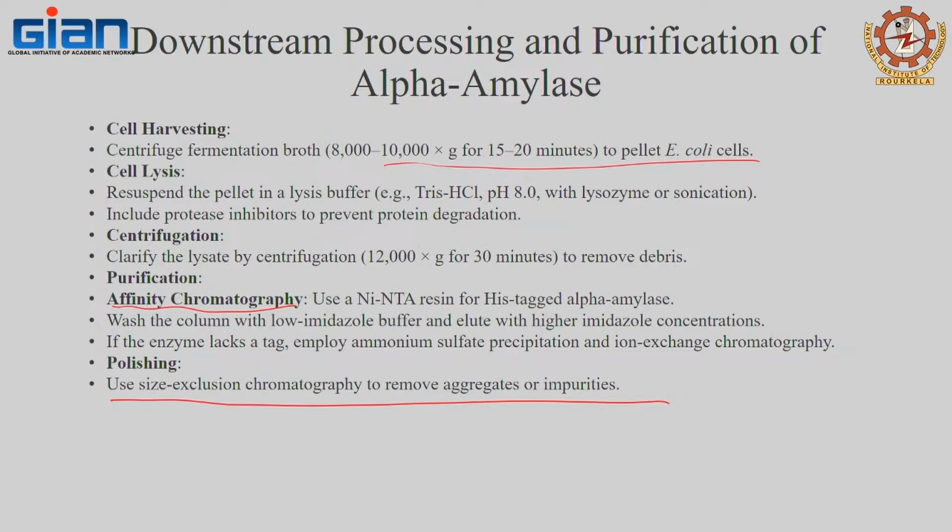Then purification, where we follow affinity chromatography, that is nickel NTA, nickel nitrilotriacetic acid, used as a resin for histidine tagged alpha amylase. Wash the column with low imidazole buffer and elute with high imidazole concentration. If the enzyme lacks tags, employ ammonium sulfate precipitation and ion exchange chromatography, followed by the purification stage. For that, size exclusion chromatography is commonly used in order to remove aggregates or other impurities.